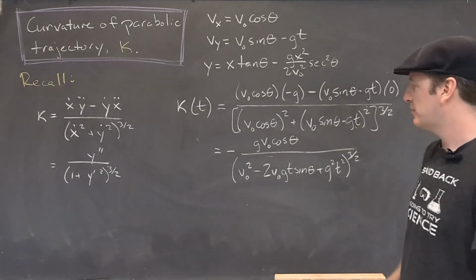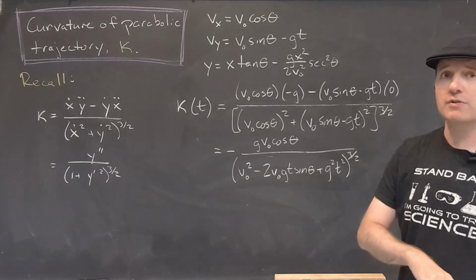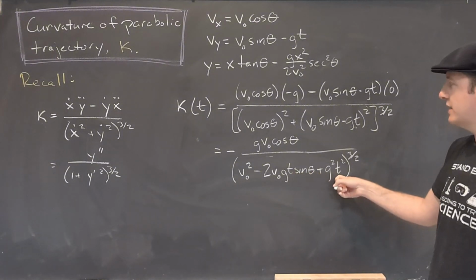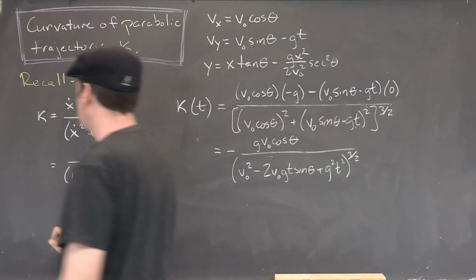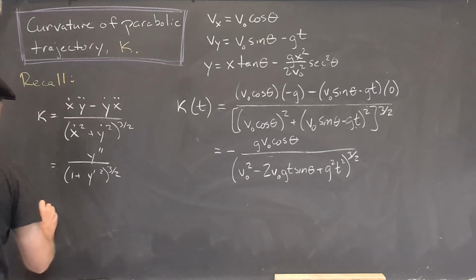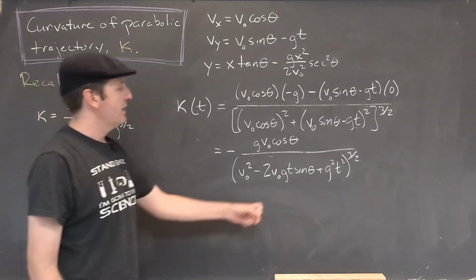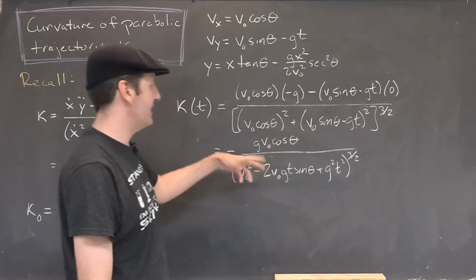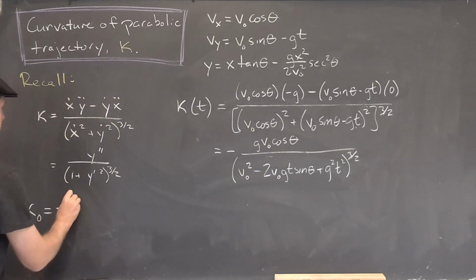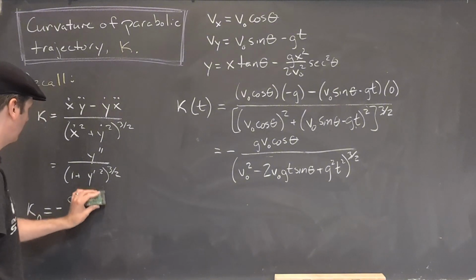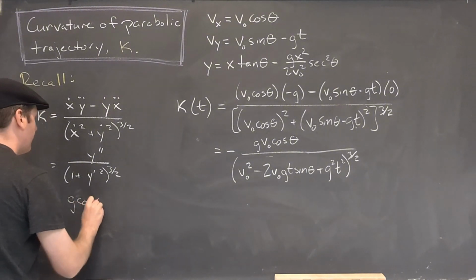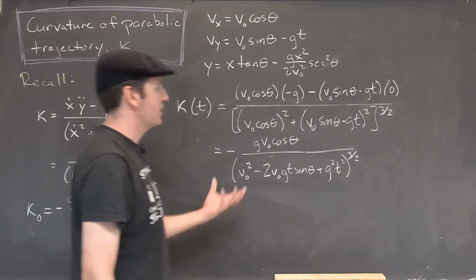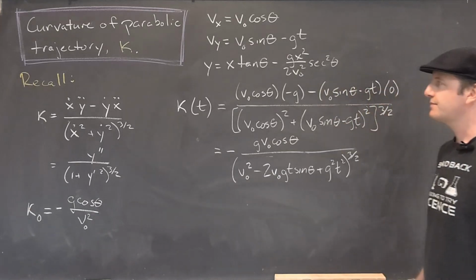We weren't really surprised by that. It starts off with relatively low curvature. In fact, you can go see what is the curvature at launch. That's when t equals 0 here. So maybe I'll write that over here. Kappa naught, the initial curvature, is when t equals 0. Notice I'll have a v naught squared to the 3/2. That's a v naught cubed in the denominator. So I'll have minus g cosine theta over v naught squared. So that is my initial curvature for this projectile.